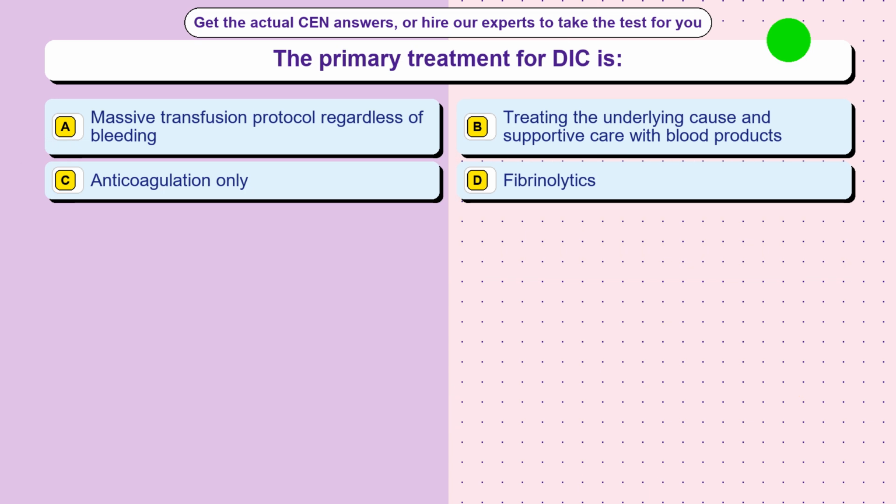Question 91. The primary treatment for DIC is: Option A, massive transfusion protocol regardless of bleeding. Option B, treating the underlying cause and supportive care with blood products. Option C, anticoagulation only. Option D, fibrinolytics.